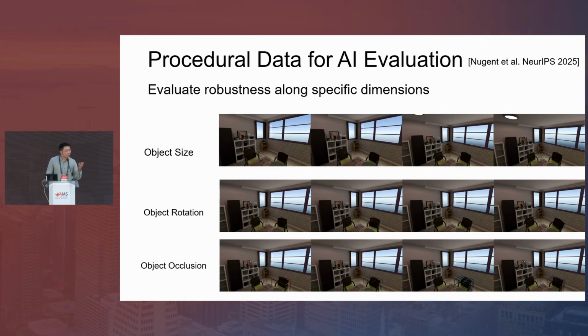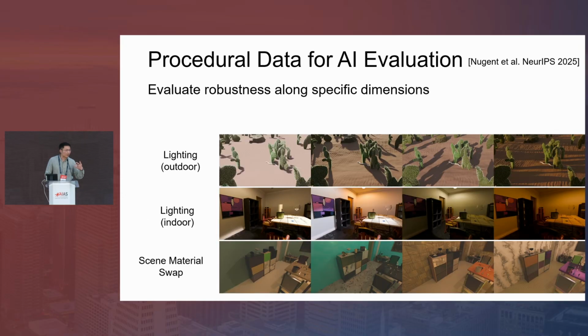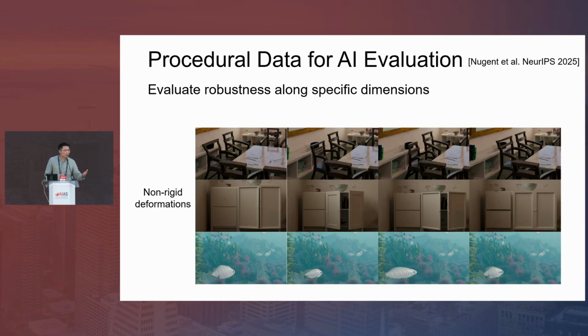And here's another example of using procedural synthetic data to stress test a system to understand its failure modes. Here we can take a synthetic scene and vary some aspect of it while keeping everything else the same. For example, we can make the object slightly bigger or smaller, rotate the object a bit, introduce occlusion, change the lighting, swap the materials, introduce non-rigid deformations of different objects, and then test the leading models. And then we can discover interesting failure cases that wouldn't be otherwise apparent.